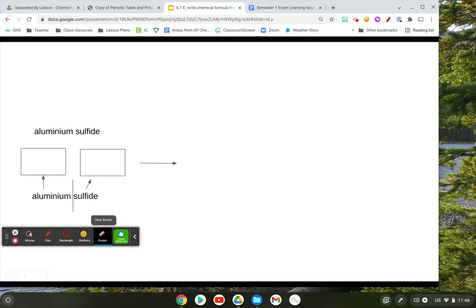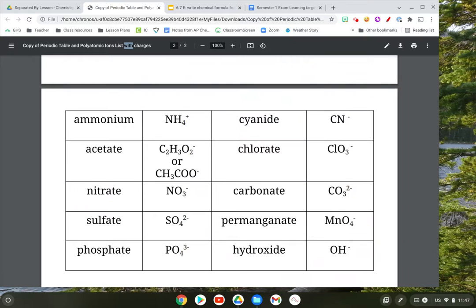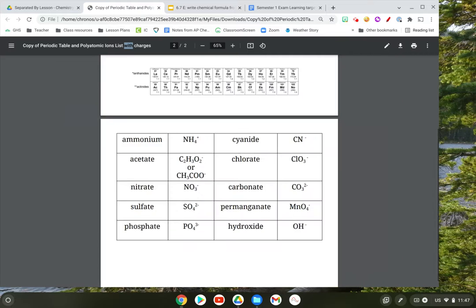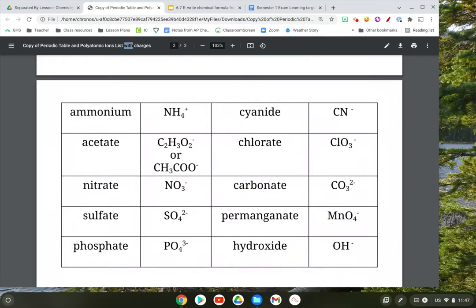All right, our next example is aluminum sulfide. Same thing. I'm going to look for aluminum and sulfide on my list of polyatomic ions. I've got one that kind of looks like it. I've got sulfate, but sulfate is not sulfide. So it's really important that you're looking for the exact name, because these polyatomic ions never change the spelling. That is exactly what it's going to be.